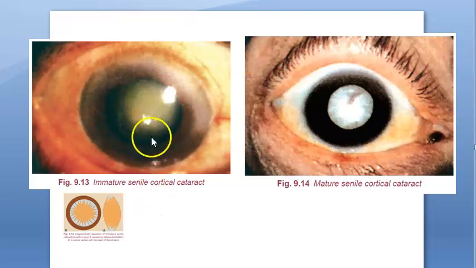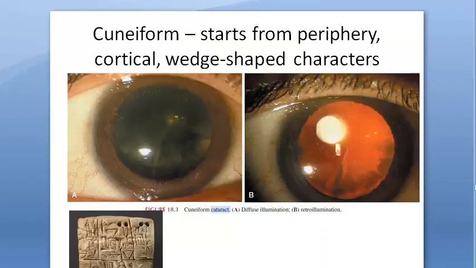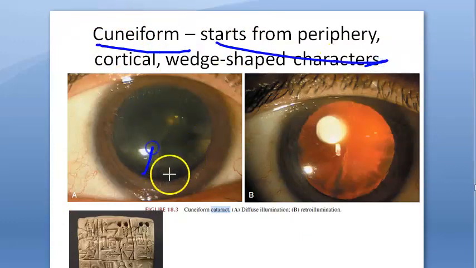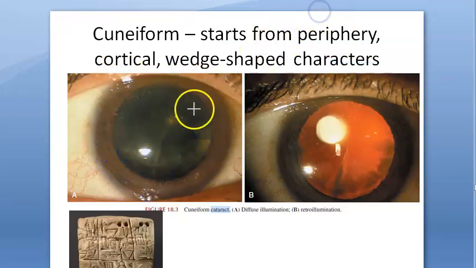This is an image of immature senile cortical cataract, guys. Then you have this one, mature senile cortical cataract. Then this one is hypermature Morgagnian senile cataract. You should know some terminology here called cuneiform. Cuneiform means it starts from the periphery, wedge-shaped. It will be a cortical cataract, right? Cortex means this part, not the nuclear part. The cortical part we are talking about.